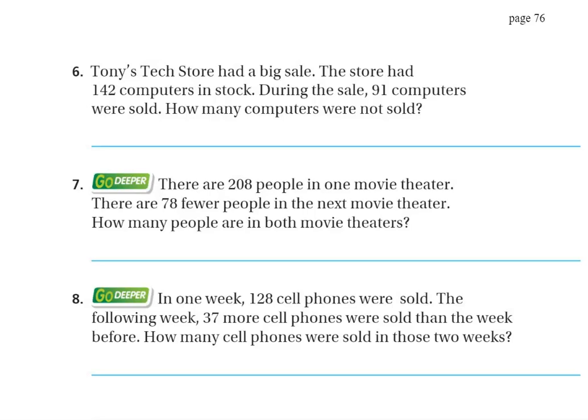So right now I'm picturing a store, kind of like Best Buy, right, where we have computers. And I'm picturing on the shelf there were 142 computers. Now during that sale, 91 were sold. So that means I need to remove or take away 91 from 142, because then that's going to give me the leftover computers that were left on the shelf, because I need to find out how many computers were not sold. Okay, so let's go ahead and do that.